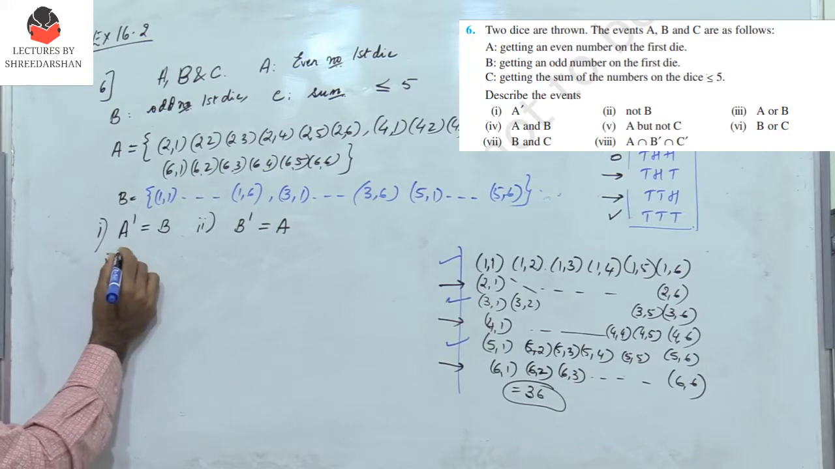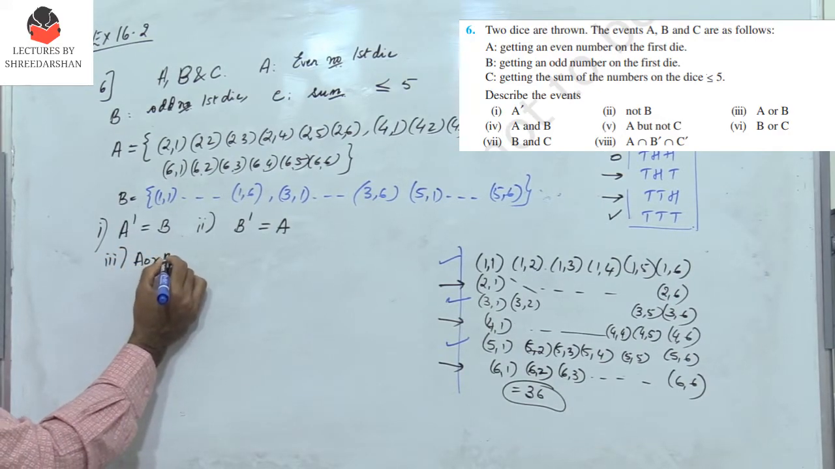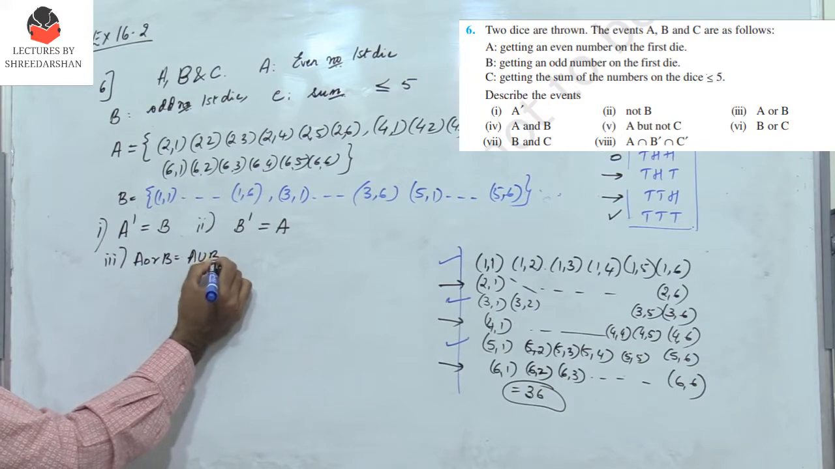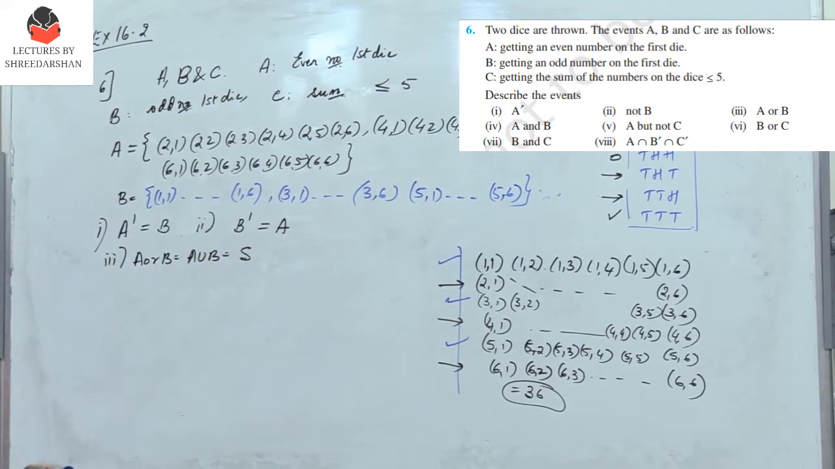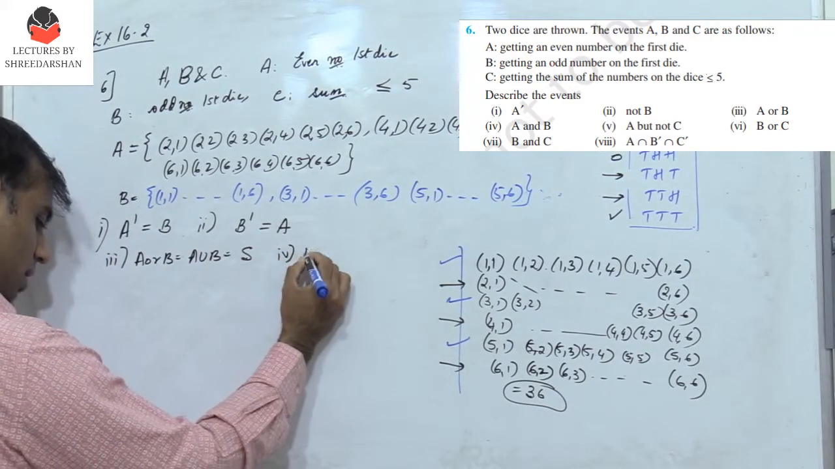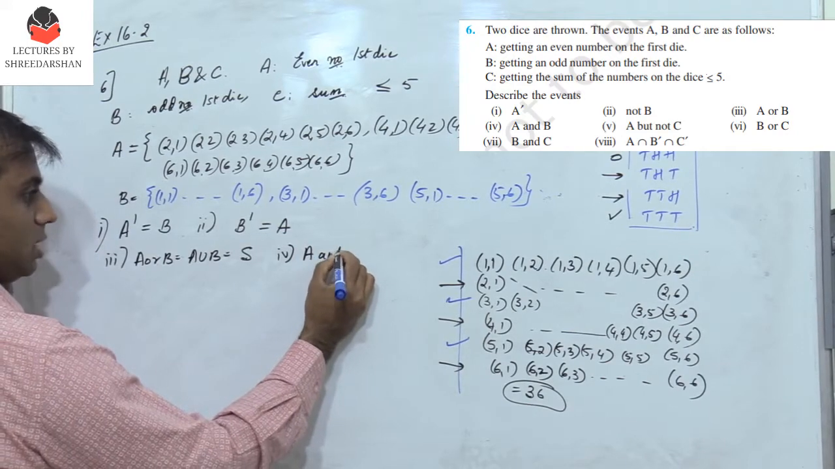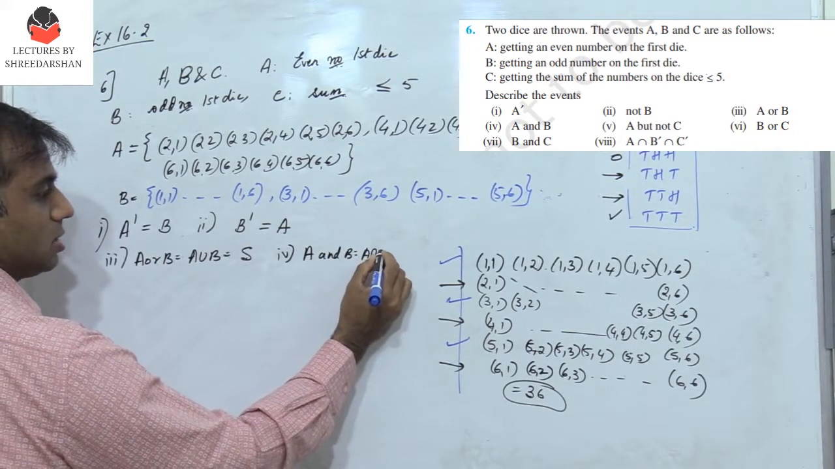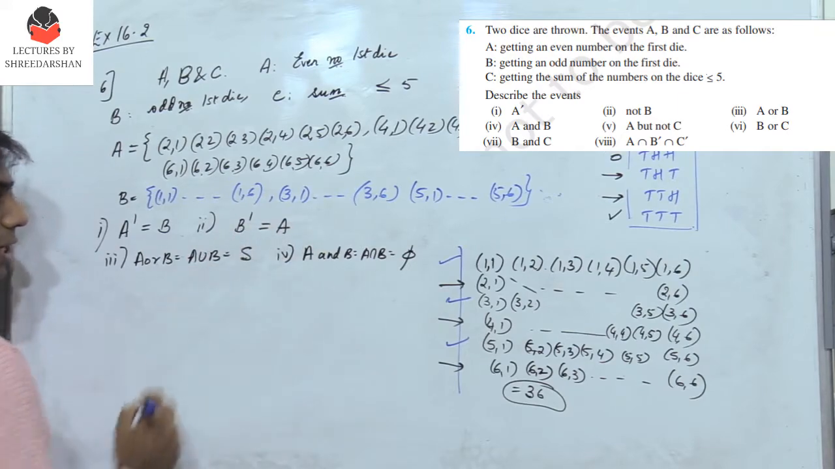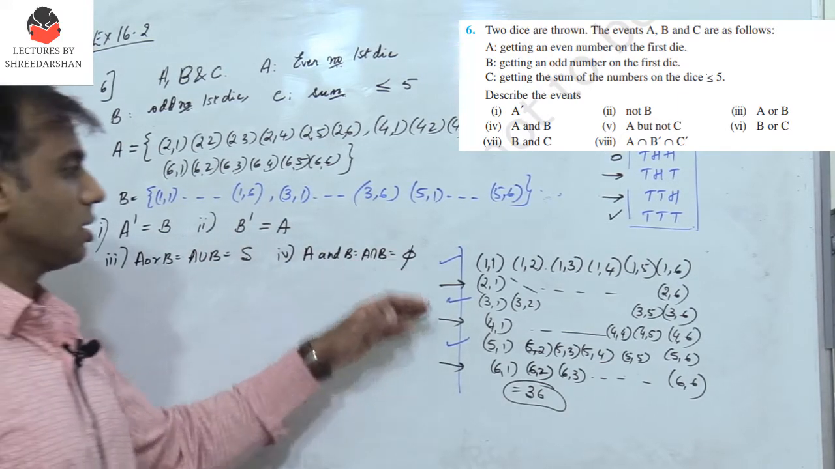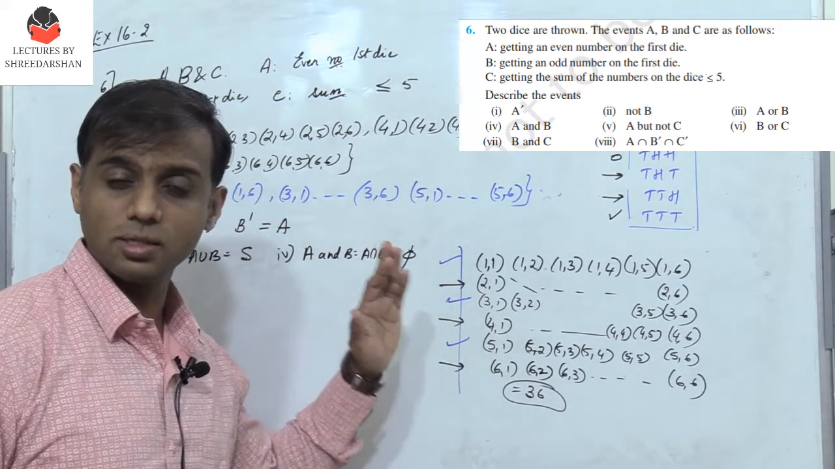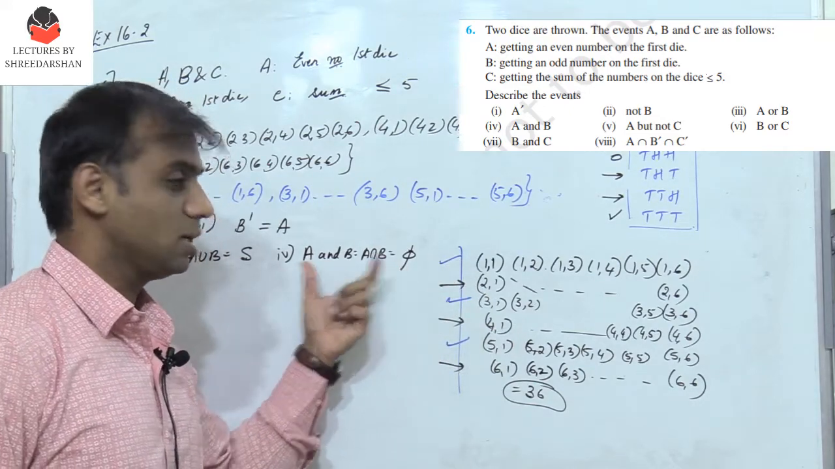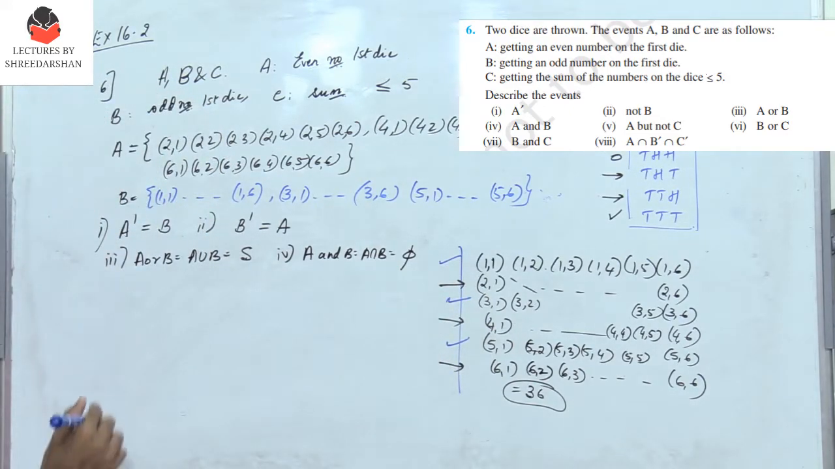Third one, A or B is nothing but A union B, which is the entire sample space. Fourth one, A and B, which is A intersection B, which is a null set. I've already told you that there is nothing common between A and B. They are mutually exclusive. So therefore, A intersection B is null.